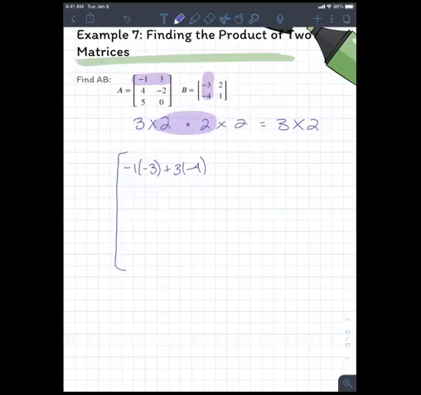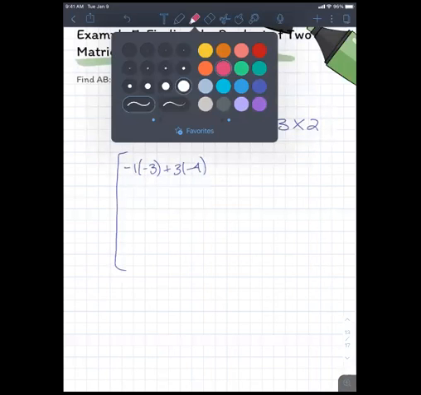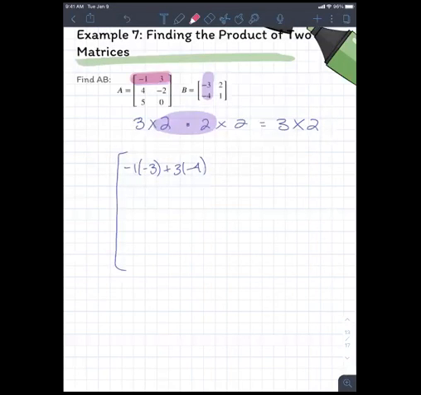Okay, let's try our next one. So now we're going to take our first row and multiply it by our second column. Let me highlight in a different color. So first row times second column now. So -1 times 2 plus 3 times 1. So this might be an example where using the calculator is probably less work.